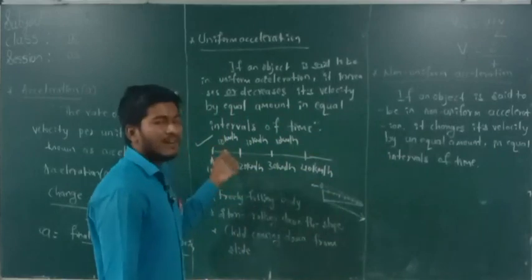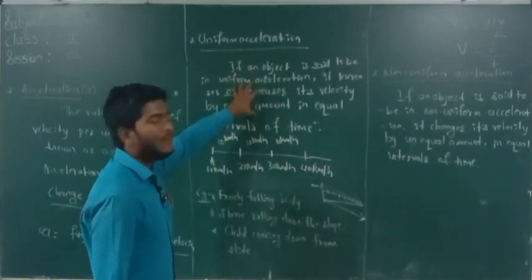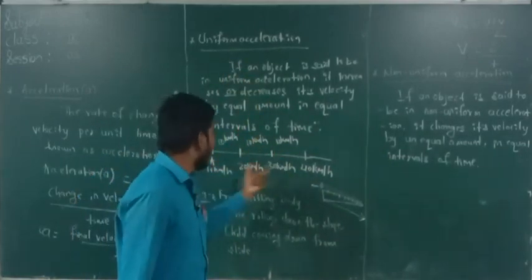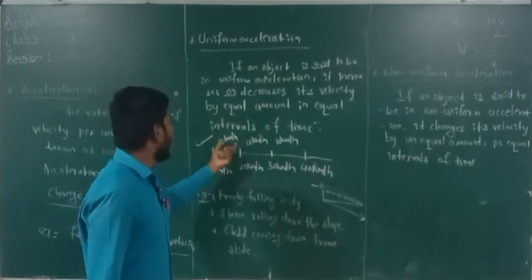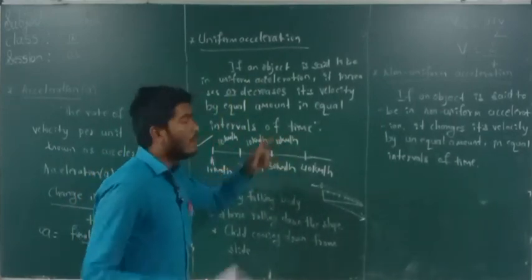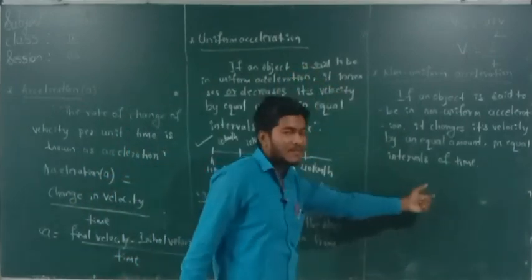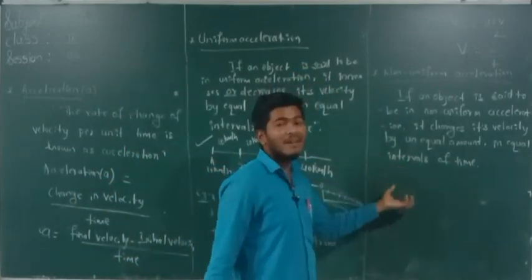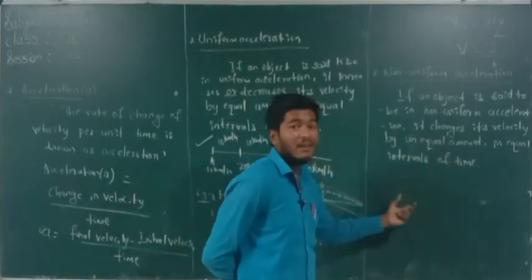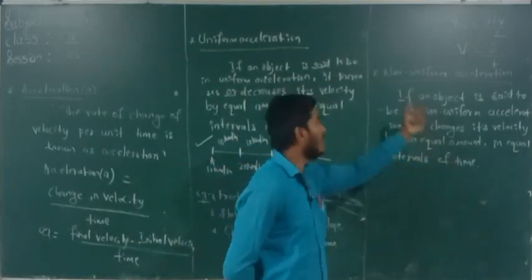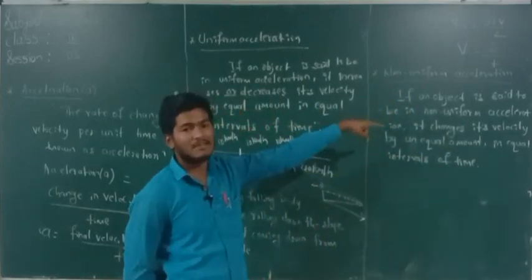What are the differences here? In uniform acceleration, in equal intervals of time, the object attains equal amounts of velocity change. But in non-uniform acceleration, the object attains unequal velocity in equal intervals of time. That is known as non-uniform acceleration.